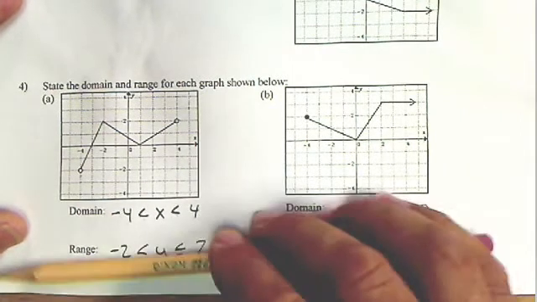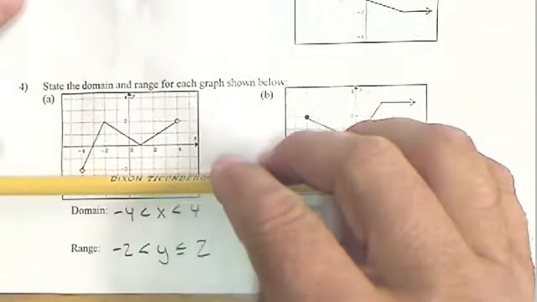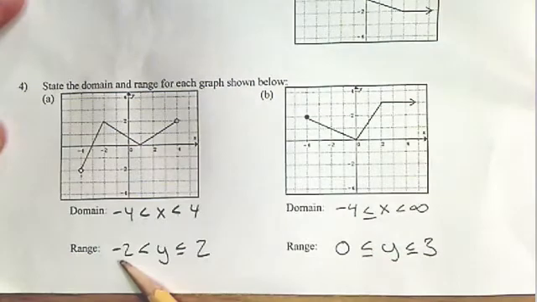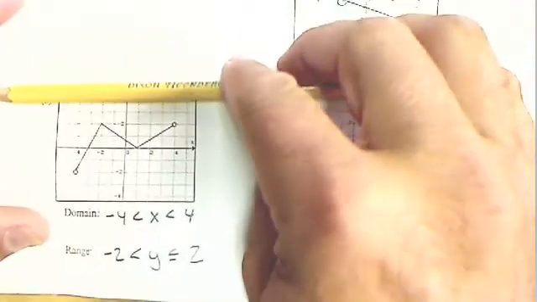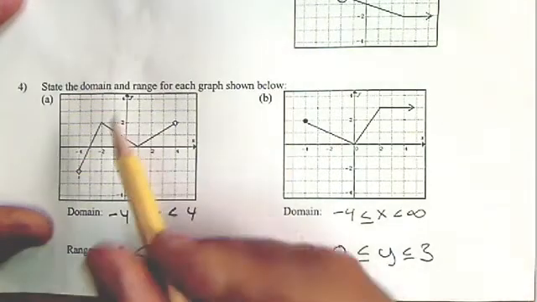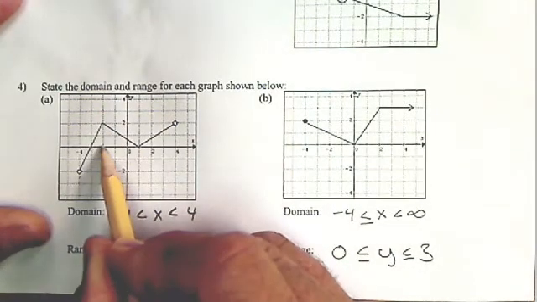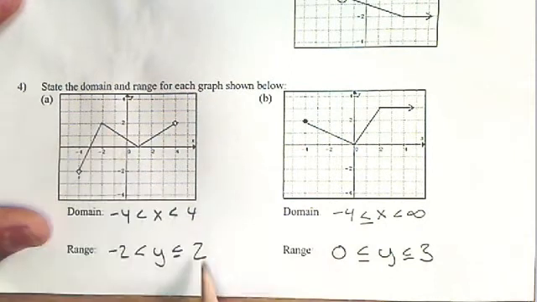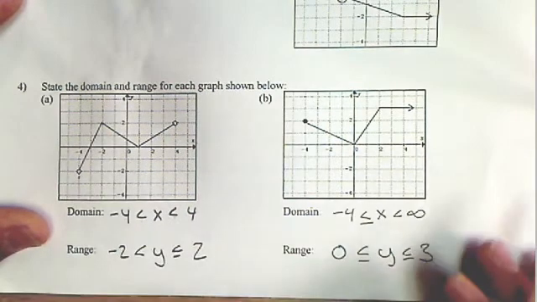My range is my possible y values. The smallest one is negative 2. The largest one is 2. And it can equal it because of this dot. If I plugged in negative 2 as my input, I'd get out 2. And it can equal it.